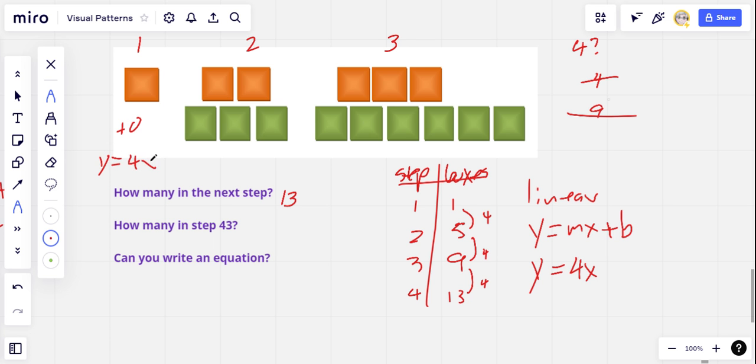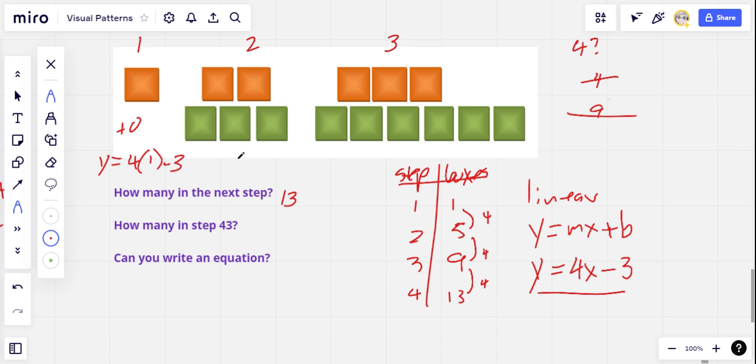Now the y is supposed to give you the number of boxes, and x is the step number. So I'm going to put in 1 for x. So y equals 4 times 1 would give us 4, but we've only got 1 box here. That means we have 3 too many, so I need to subtract 3 boxes. And that means our b is actually a negative 3. And this should be our equation, y equals 4x minus 3.